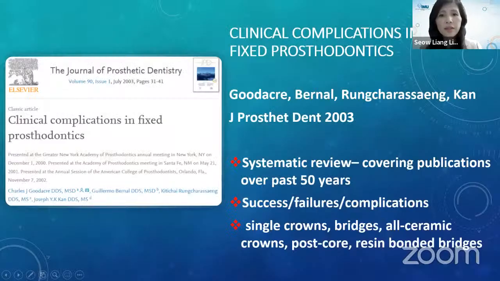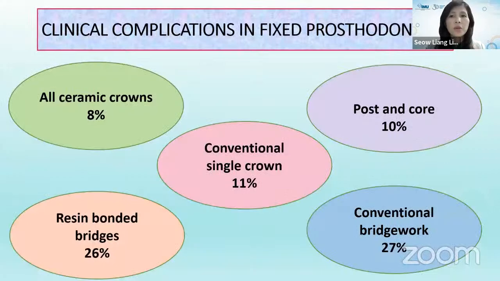Complications that happen in fixed prosthodontics. They cover over 50 years of length of time, looking at various papers, looking into specifically the success, failures, and also complications of single crowns, bridges, or ceramic crowns, post and core, and resin bonded bridges, and fixed bridges as well. So all in all, the area that they look into can be divided as such.